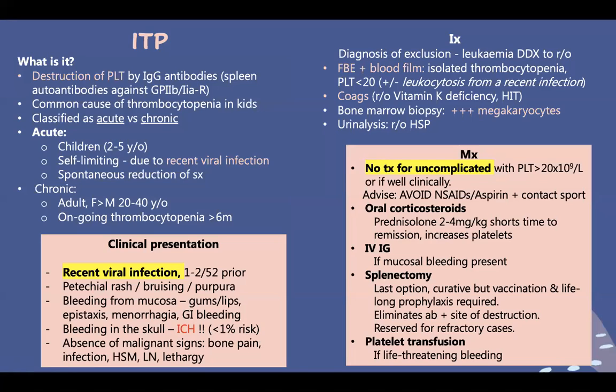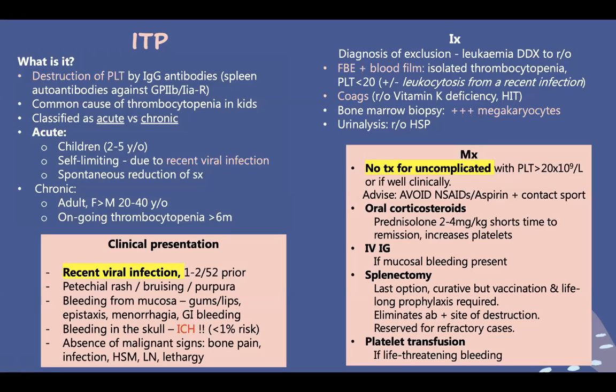obviously hemorrhagic stroke. And absence of malignant signs is really key, because one of the differentials of petechiae and fatigue is your ALL. So these children won't have bone pain, they won't have hepatosplenomegaly or lymphadenopathy. They'll just have bleeding. And then when you do the FBC here, they'll have isolated thrombocytopenia and platelets are usually less than 20. They can have leukocytosis, maybe from a recent infection, plus or minus.